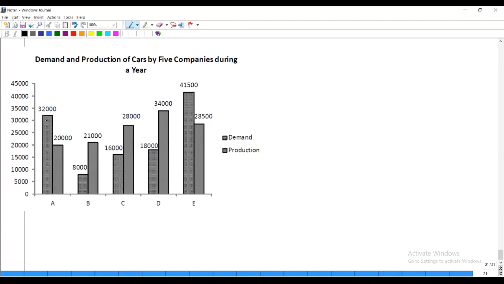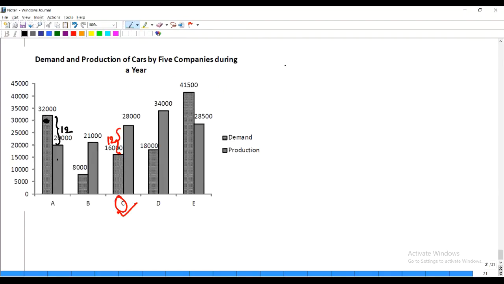Now look at the demand. This is the demand here. This is the production here. So the surplus demand is simply 12k. So if you look, exactly 12k surplus production is there in company C. So company C can exactly meet the requirement of company A. So it goes to company C. So there must be a word that says exact.